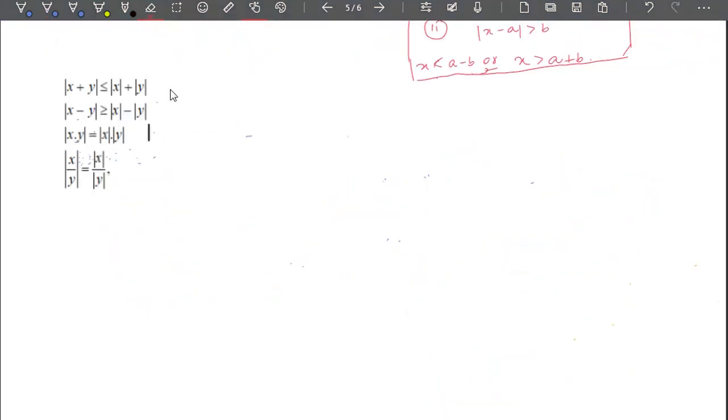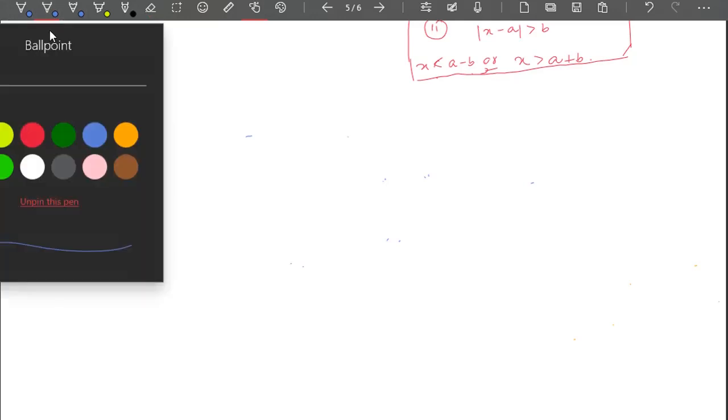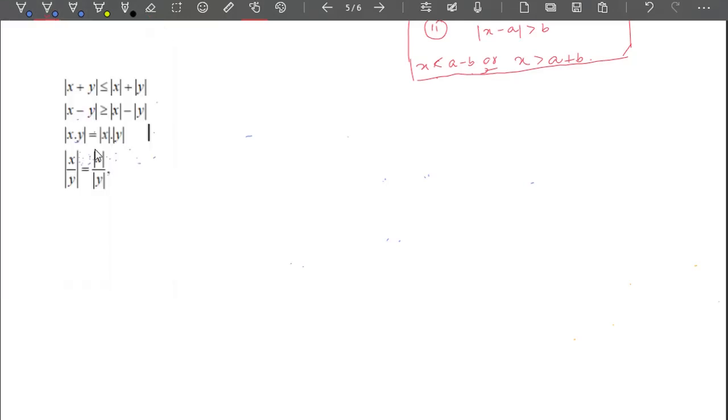These are the important properties of modulus. Property number 1 and property number 2, you can prove them, not very hard. Property 3 and property 4 are very easy. This is left for you, and I will prove property number 1.